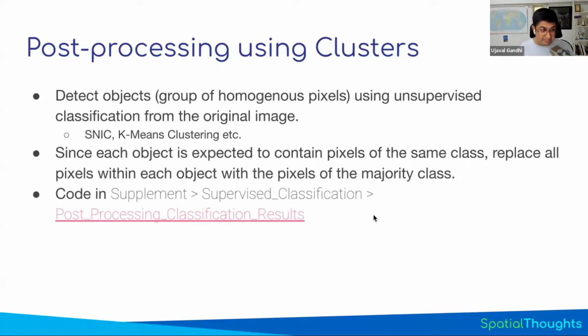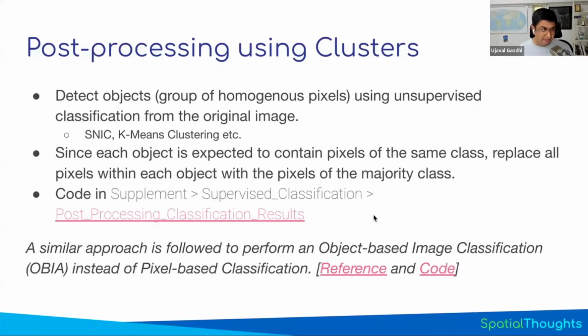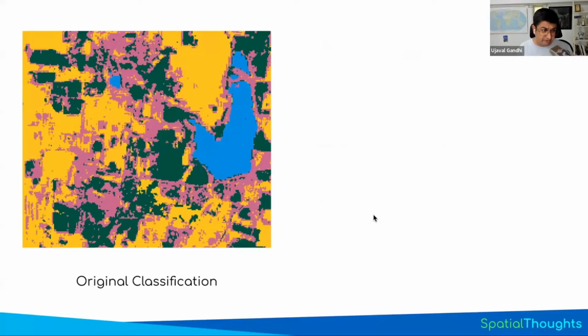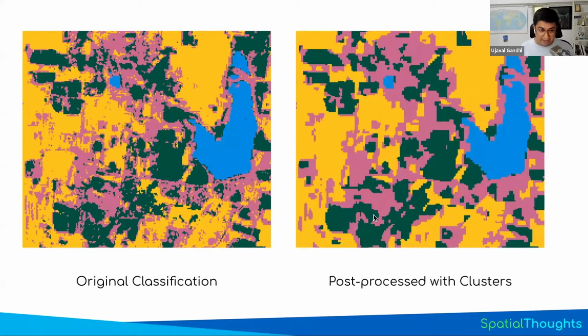We have the script in the supplement. I'm going to show it in a second. But let's learn about other techniques. So again, if I have this original classification and I apply this clustering technique, I'll detect clusters. And for each cluster, I'll replace the value of all the classifications to be the same. So I'll remove all the outliers. And you can see this is what the result would look like.